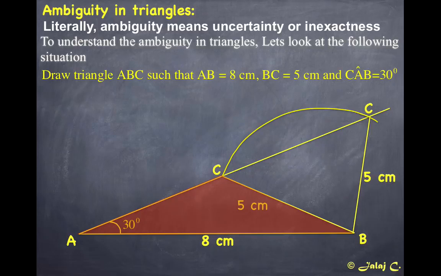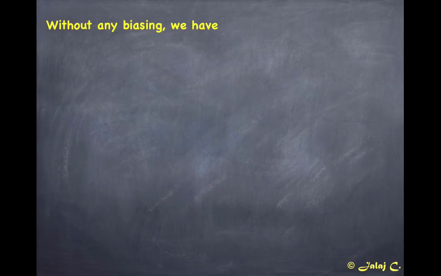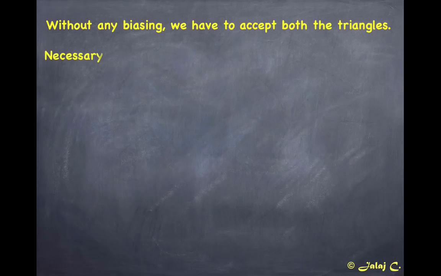Because if there are two possible triangles, we have two possible values of angle B, two possible values of angle C, and two possible values of length AC. Without any bias, we have to accept both the triangles. This situation is called ambiguity. Now, when we start drawing a triangle or solving a triangle, how do we know whether the triangle has ambiguity? This is an ambiguous case.